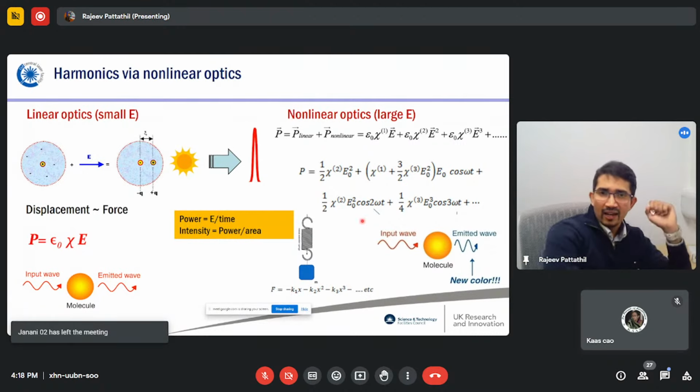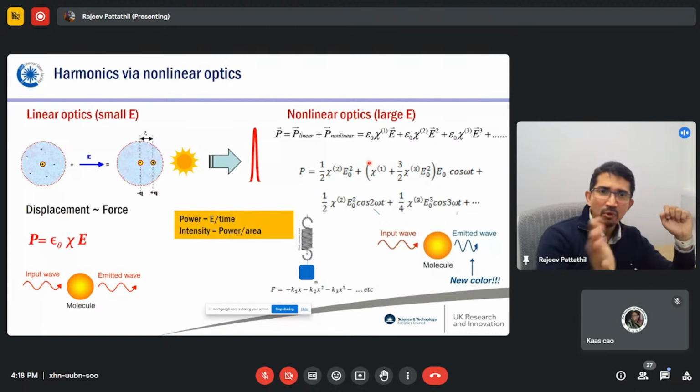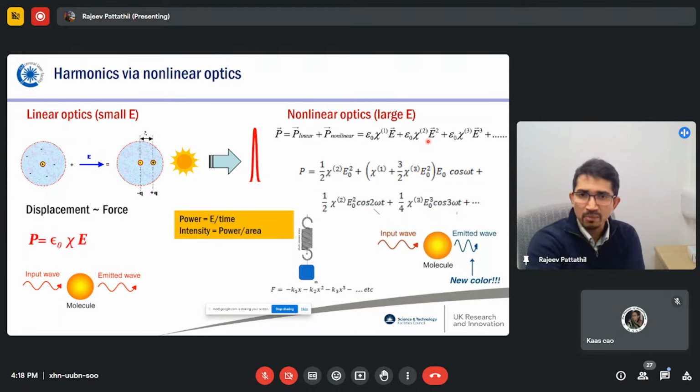Similarly, if the motion of this electron cloud is violent, it'll be responsive to much higher powers of the electric field, not just the electric field itself. So this is where the nonlinearity comes in.